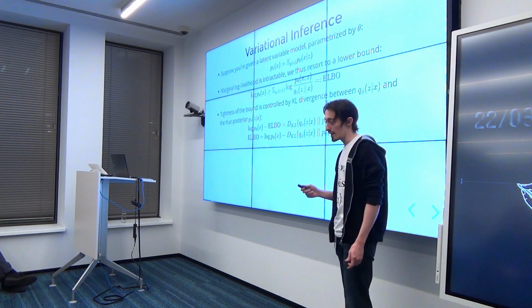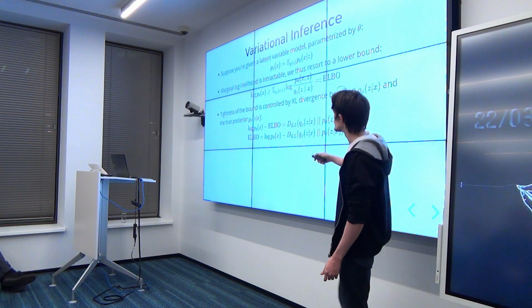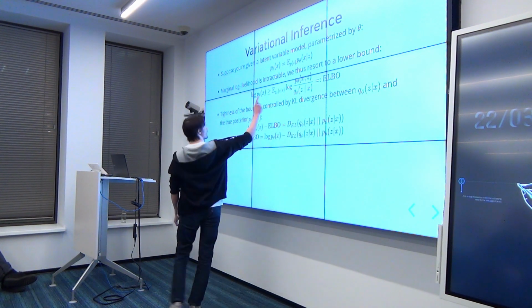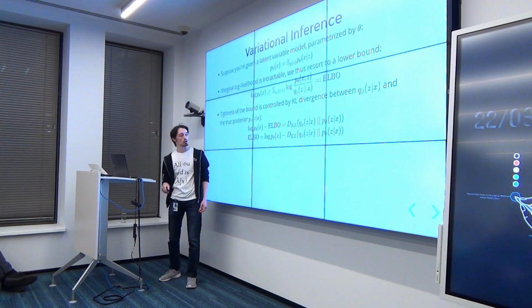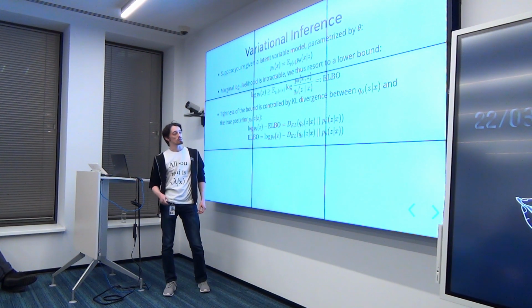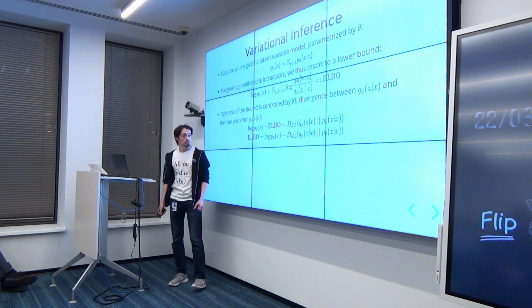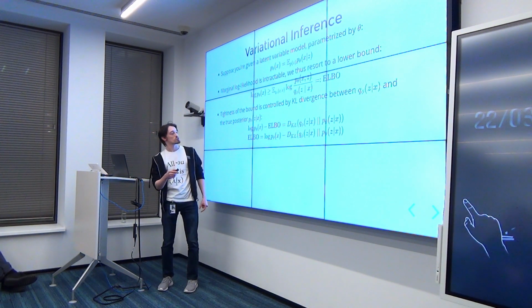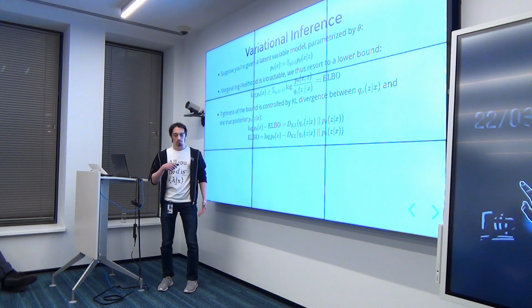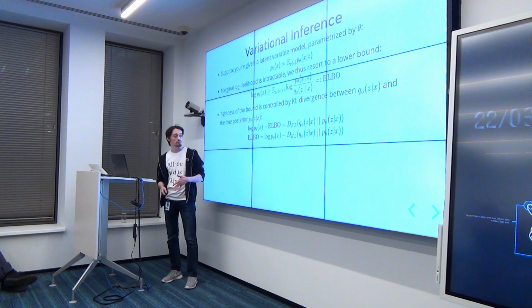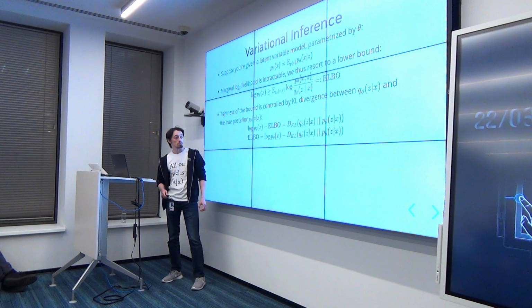We know that the gap between the marginal log likelihood, log p of x under theta, and the ELBO is equal to the KL divergence between our proposal q and the true posterior of your model, p of z given x. By rearranging the terms, we can see that the ELBO is just the marginal likelihood offset by this KL divergence. So what does this mean?